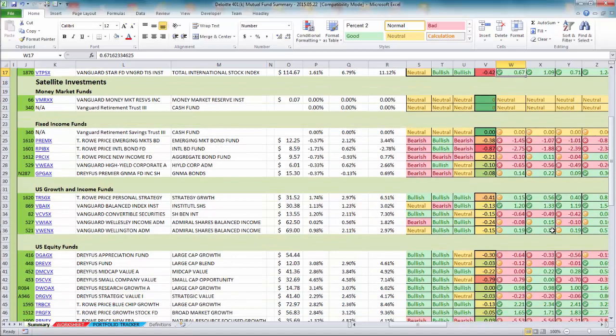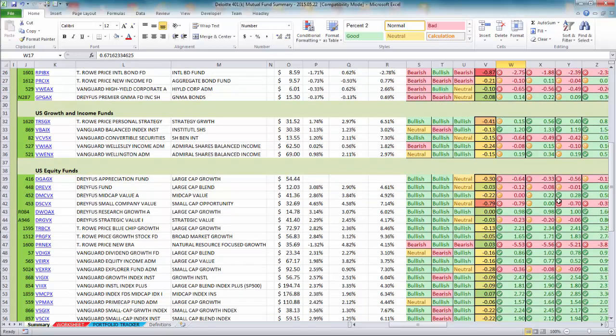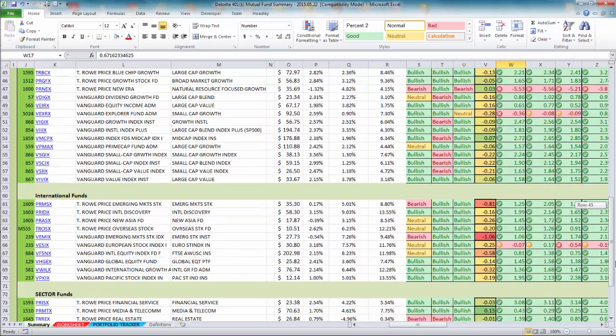Scroll down and we're seeing the same, just a slight weakening in the U.S. growth and income funds. Our U.S. equity funds are also showing just a slight bit of weakening. And the international funds have been performing the strongest, but you're seeing a red light, so this one's generally been going sideways.